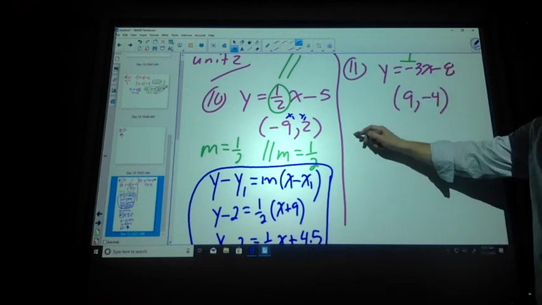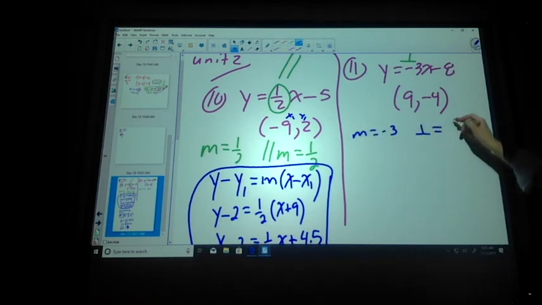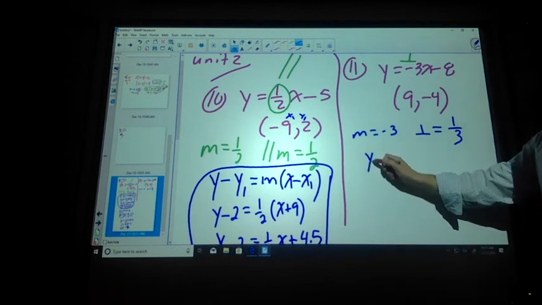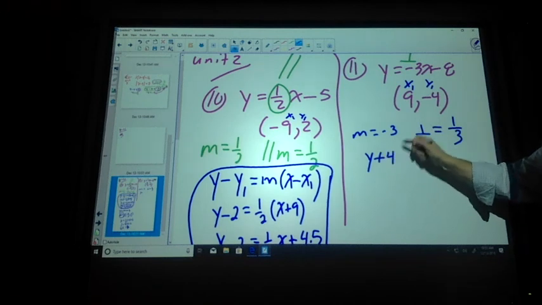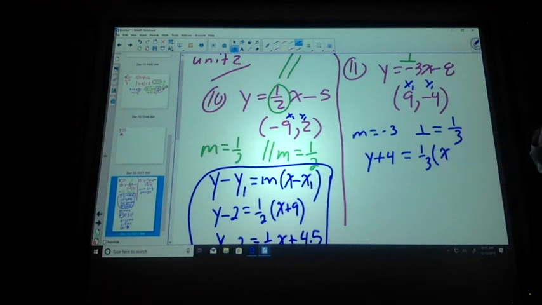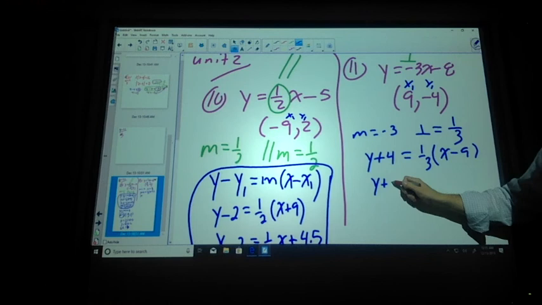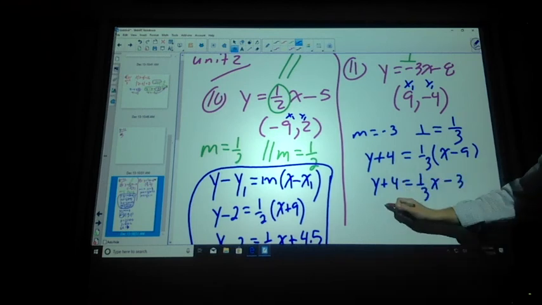All right, so my slope of this one is -3. The perpendicular slope is the flip over of 3 and the opposite sign. So then, again, I'm going to use my point slope. So I'm going to go y, x1, y1, y plus 4 because it's -4, I'm plugging in 1/3, and then I have x minus 9. Distribute the 1/3. So I get 1/3 x minus 3. Subtract 4.